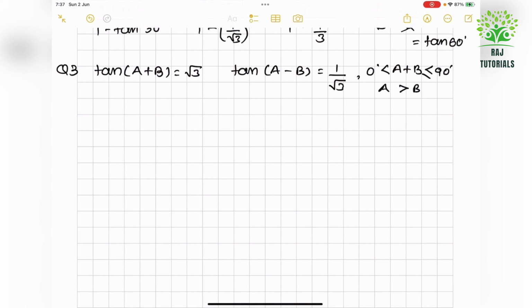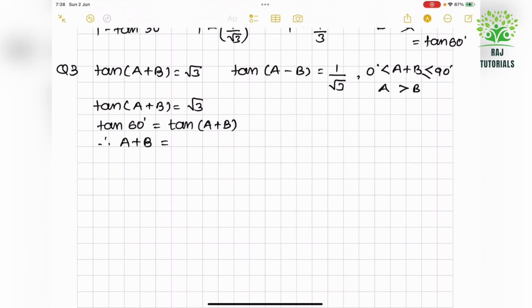Now next question is tan (a plus b) equal to root 3 and tan (a minus b) equal to 1 by root 3, where 0 degree is less than a plus b and less than or equal to 90 degree and a is greater than b. So find a and b. So tan (a plus b) equal to root 3. We know that root 3, so I can say tan 60 equal to tan (a plus b). So therefore a plus b equal to 60 degree.